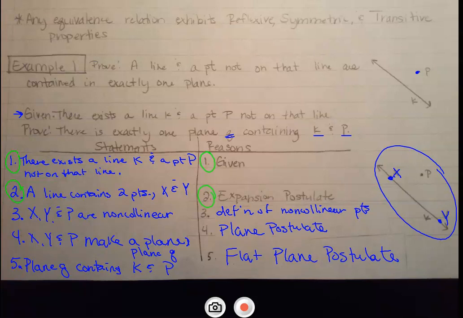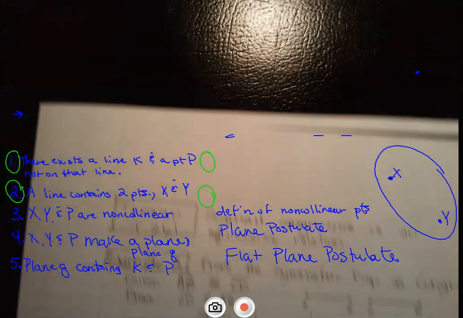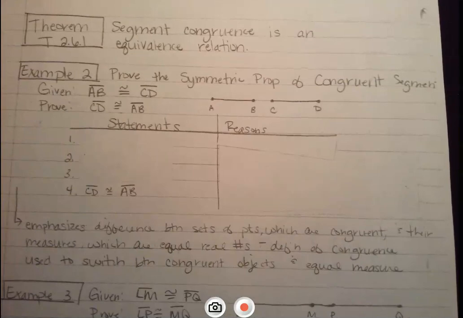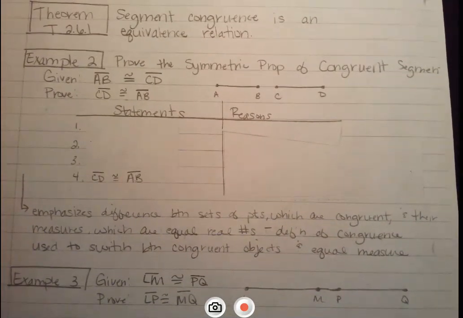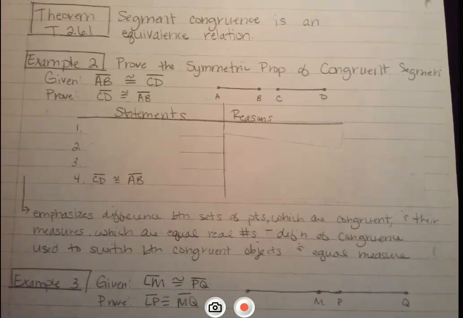All right, then let's flip over to the back, and I feel like the next one is a little easier to follow, but I like segment congruence and stuff more. So here's our new theorem. Segment congruence is an equivalence relation. So that's theorem 2.6.1. And our next proof: prove the symmetric property of congruent segments. Again, we have our given statement, our conclusion, a diagram, and then we need our two-column proof, like a T-chart.